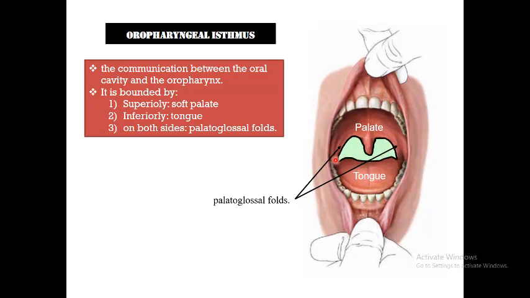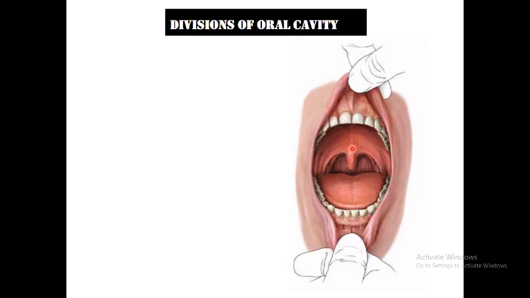So the oropharyngeal isthmus has boundaries. What are the boundaries? Okay, it's bounded superiorly by the soft palate, inferiorly by the tongue. On the sides we have the palatoglossal folds. And by the way, we should know that the palatoglossal fold is formed by a muscle. We have a muscle from the palate to the tongue called palatoglossus, covered by mucous membrane. So this is the palatoglossal fold. Two muscles on the two sides, palatoglossus muscle, covered by mucous membrane. So this is about the oropharyngeal isthmus. So we talked about the boundaries of the oral cavity.